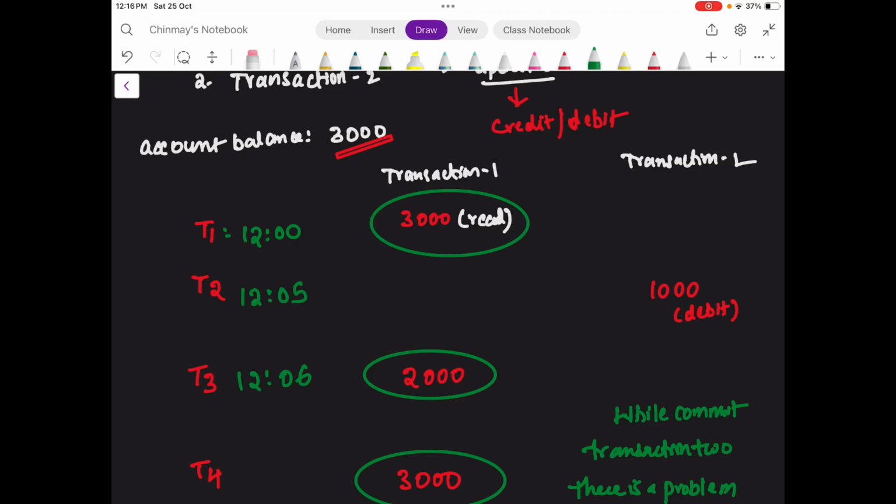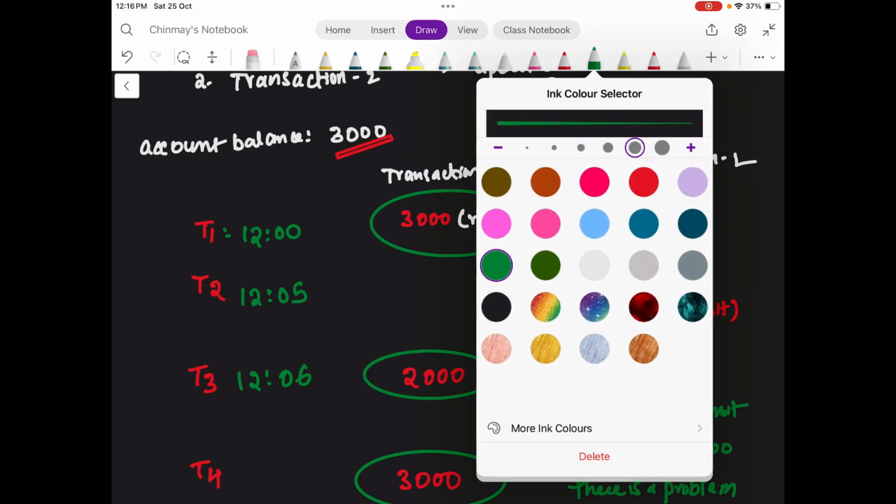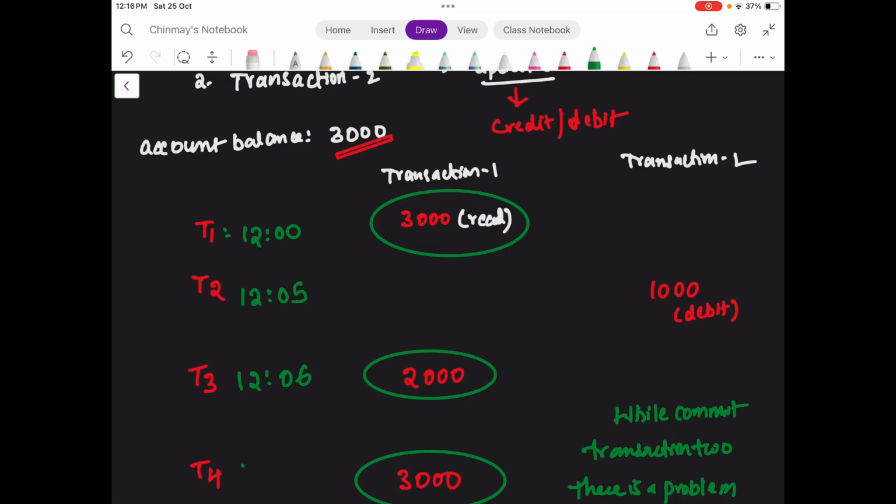Okay, that means it is not yet credited to the shopkeeper's account, but at time T3 when you check the balance it shows 2000 because there is no isolation for dirty reads. That means your database is able to read other transactions which are not yet committed. That's why it is showing the balance as 2000 rupees. Okay, once we are trying to credit the balance to the shopkeeper, there is an internet issue and the transaction is not committed. Again the husband checks the balance at 12:07, and again it shows 3000.